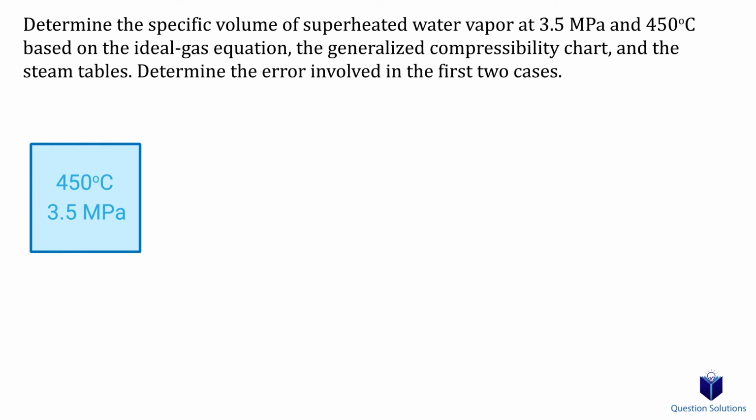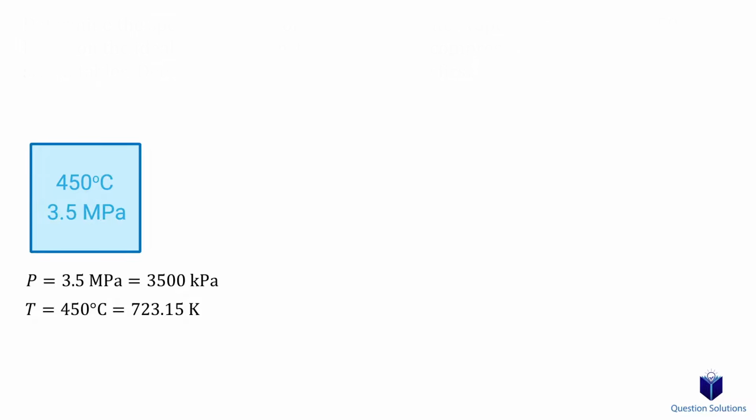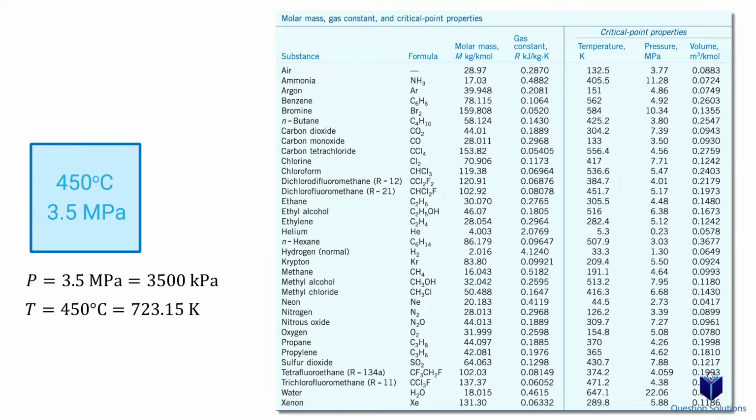In this question, we have superheated water and we need to figure out the specific volume using the ideal gas equation, the compressibility chart, and the steam tables. Let's write down what we know. The pressure is 3.5 megapascals or 3,500 kilopascals, and the temperature is 450 degrees Celsius or 723.15 Kelvin.